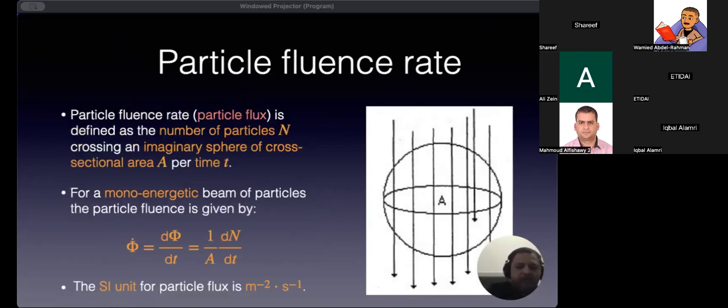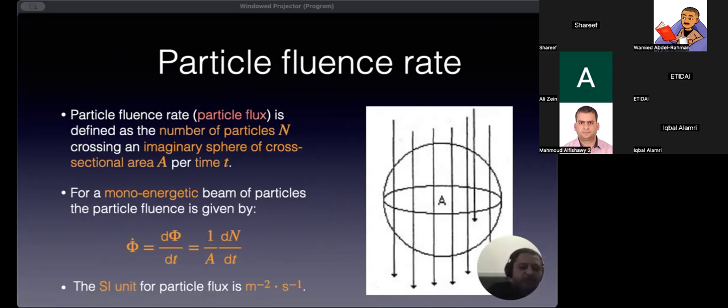Now, following that trend, we can define the particle fluence rate, and this is often called particle flux. So the flux is a rate. It's a fluence rate. Basically, we replace the two words fluence rate with flux. So it's defined as the number of particles crossing an imaginary sphere of cross-sectional area A per time t, or per unit time, or in delta t.